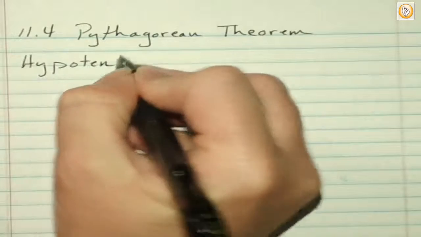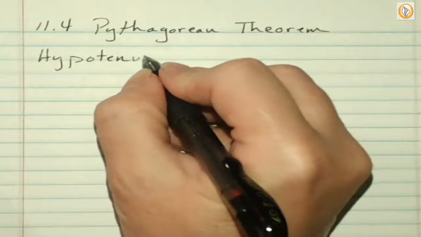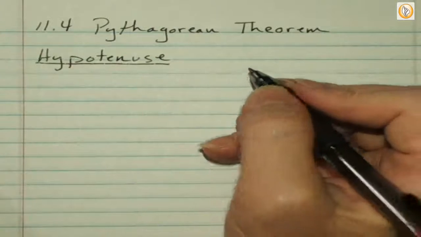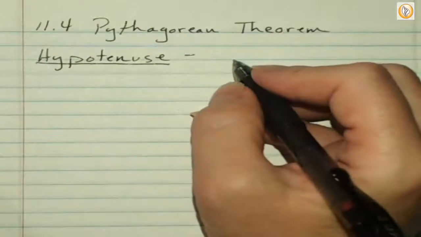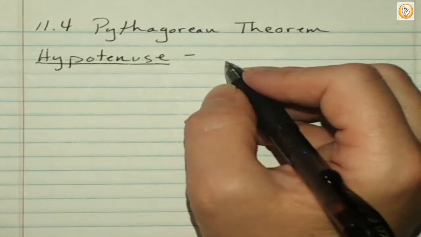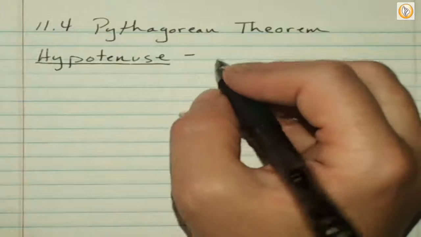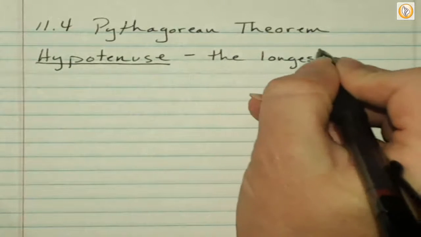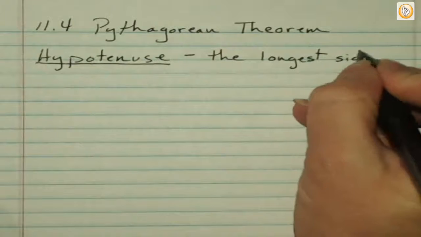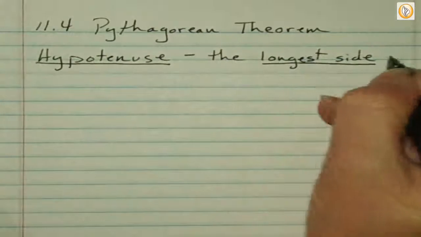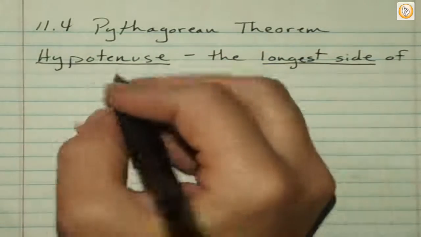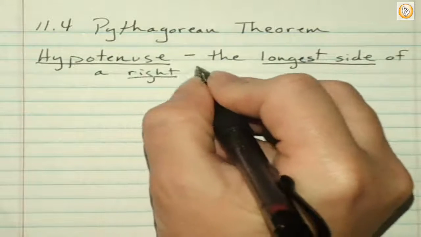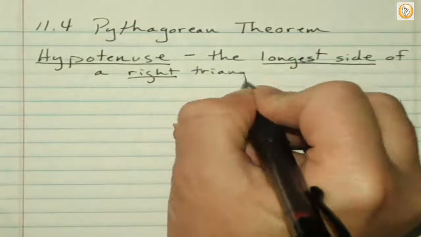Hypotenuse. You need to know what the hypotenuse is. What do you remember? Yeah? It is the longest, and this is the most important one. The longest side. That's right. Of a right triangle. So a 90 degree. That's right.